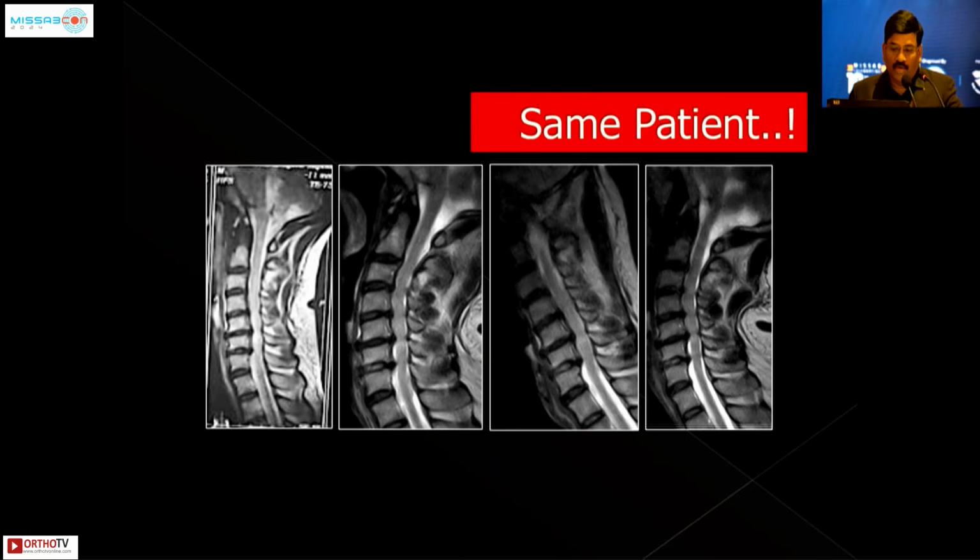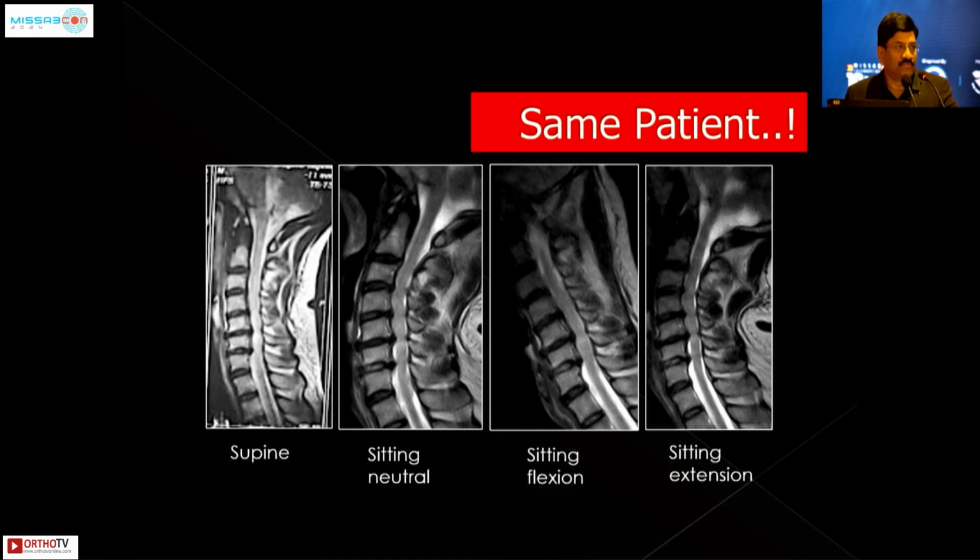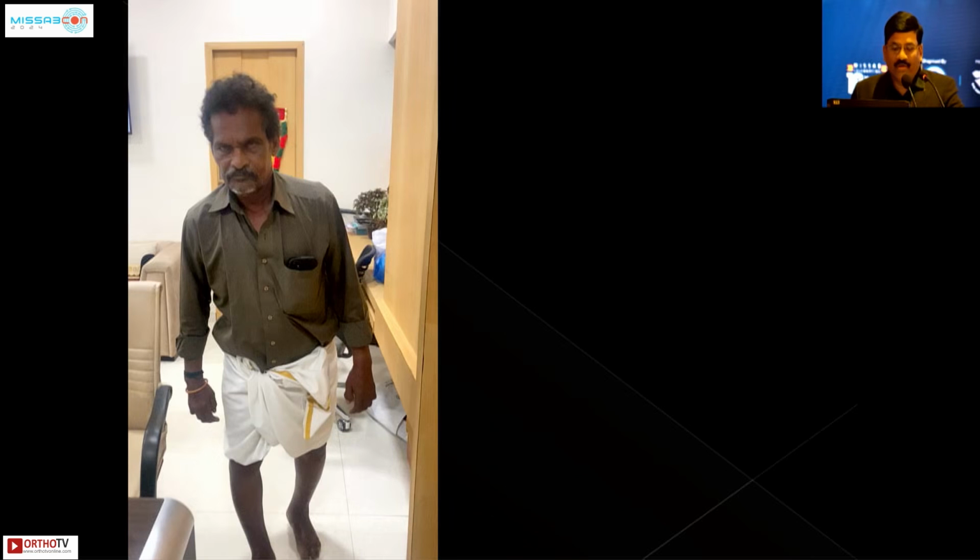So what happens exactly is this: the first one is in the supine, second in the sitting neutral, and then sitting flexion and sitting extension. There are a lot of things revealed, especially from the posterior longitudinal ligament and the ligamentum flavum, which are revealed when the patient is actually sitting. So we have one of the difficult cases.